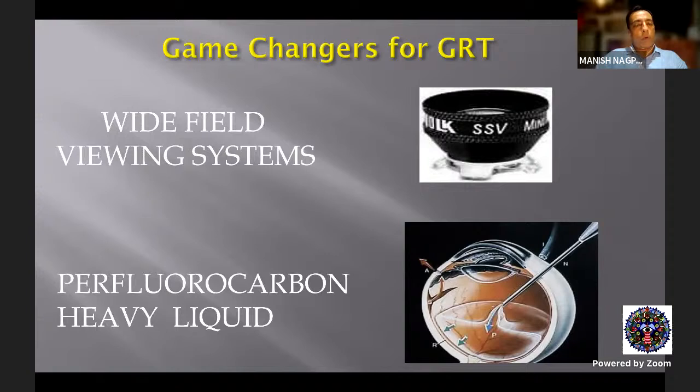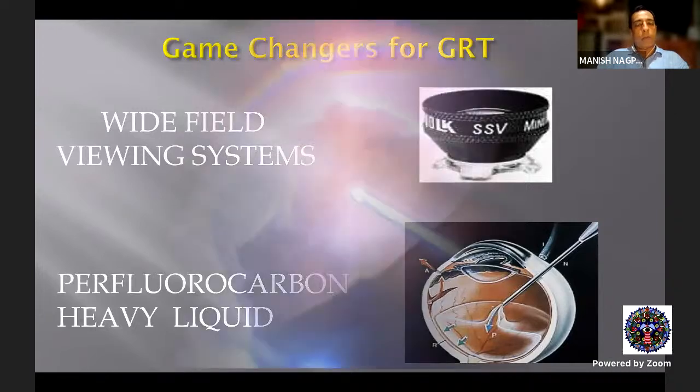Stanley Chang from New York was instrumental in introducing both these things. He introduced the RV viewing systems. Now we have many systems, but his first one, that contact-based RV, was what was introduced, and then perfluorocarbon heavy liquid. His work was instrumental in why we are all using this heavy liquid today. So with these two things, everything changed for the management of giant retinal tears.